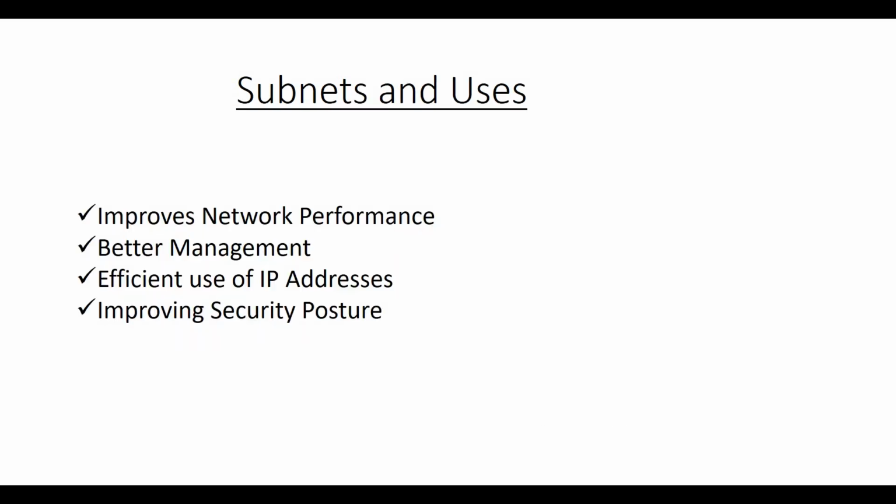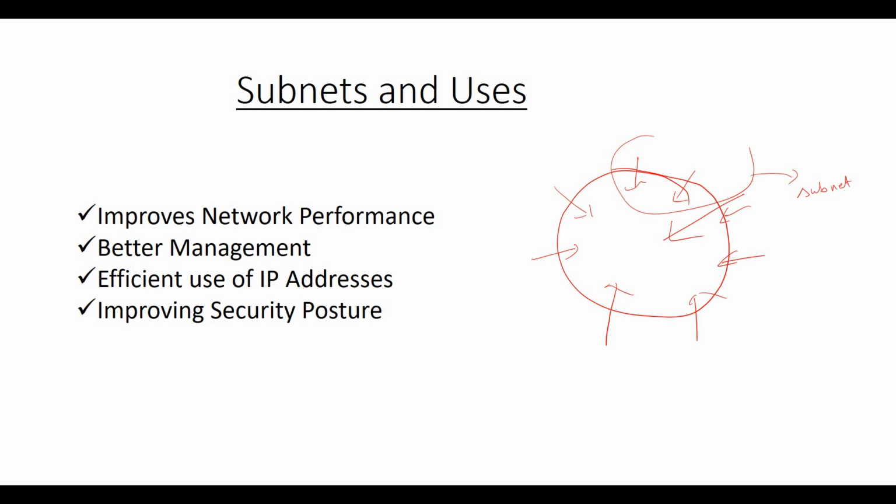So let's start with what a subnet is and what the uses of a subnet are. A subnet is nothing but a network inside another network. For example, we have a bigger network. If we have multiple devices attached to this network, we can segregate this network into different smaller networks, and each smaller network is called a subnet. So we'll have multiple subnets which are formed from a bigger network.